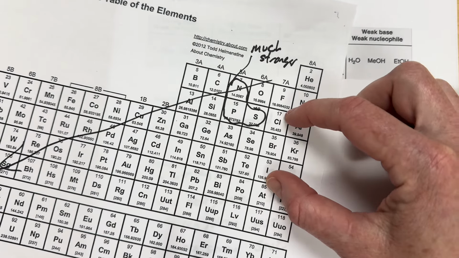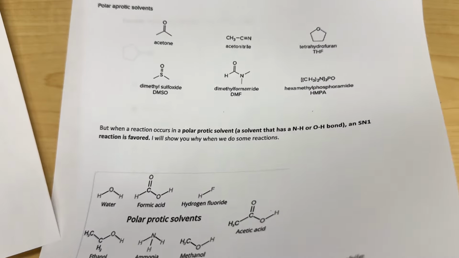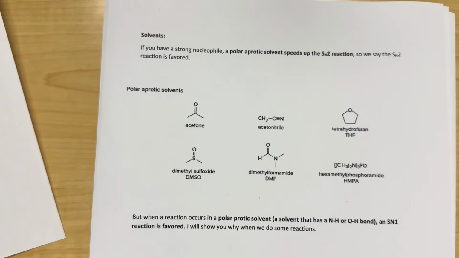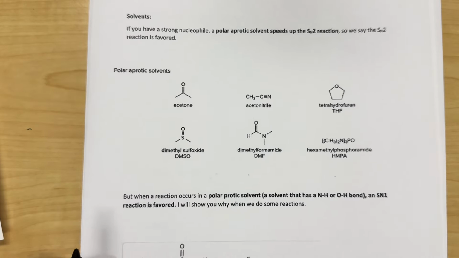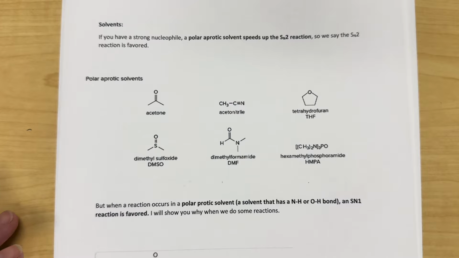And this is where we run into the last issue, the last thing that really matters, and that's the solvent. So we'll go back to those examples in a minute. Okay, so the solvent. If you have a strong nucleophile, a polar aprotic solvent will make the SN2 reaction speed up. So we say that the SN2 reaction is favored.